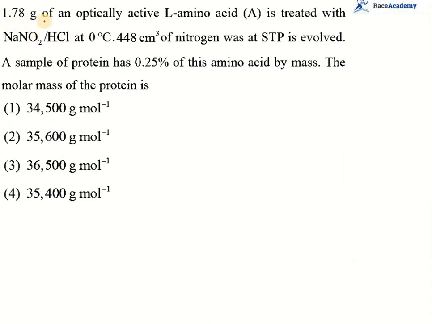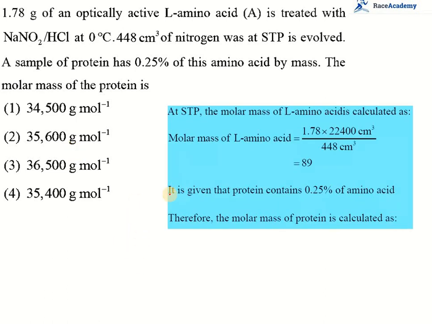Next question, 1.78 grams of an optically active L-amino acid is treated with sodium nitrite at 0 degrees Celsius. 448 cm³ of nitrogen gas at STP is evolved. A sample of protein has 0.25% of this amino acid by mass. The molar mass of the protein is?